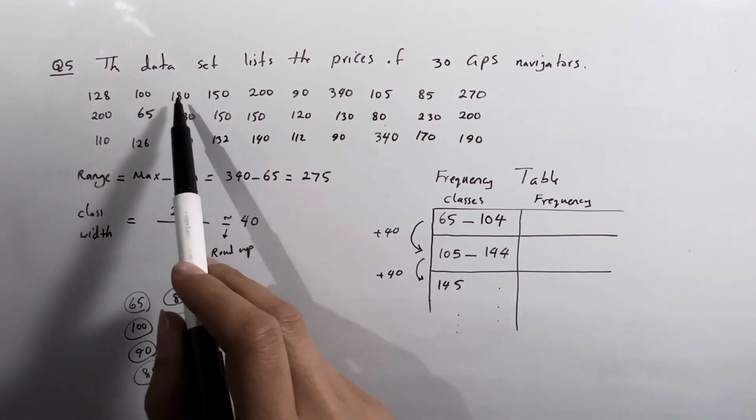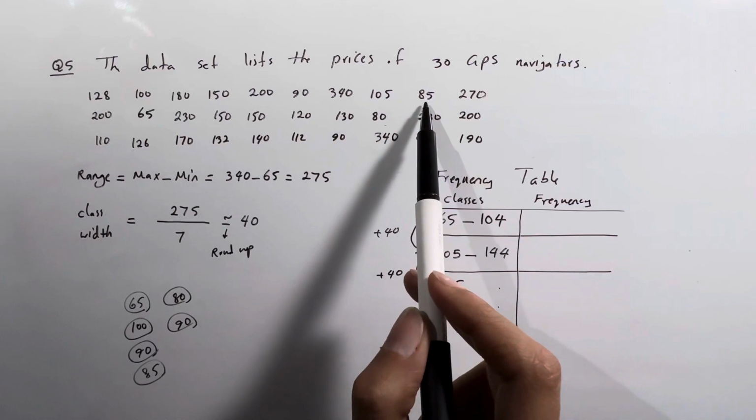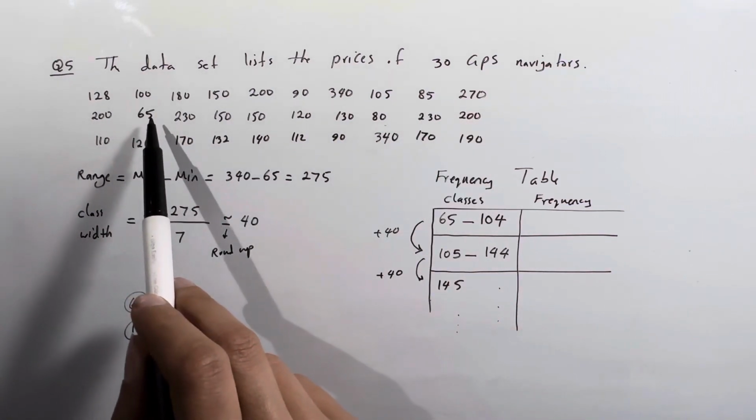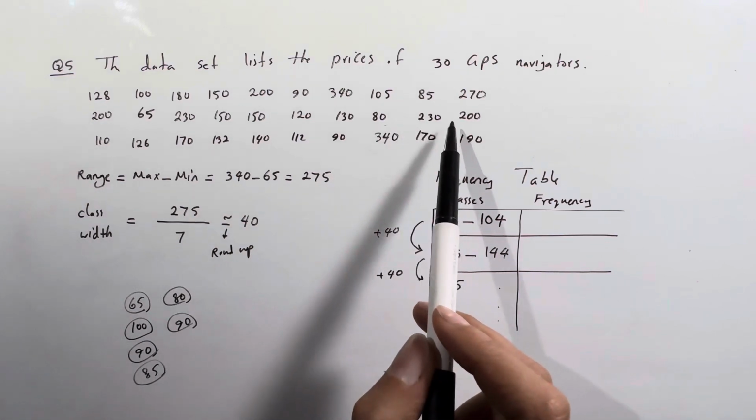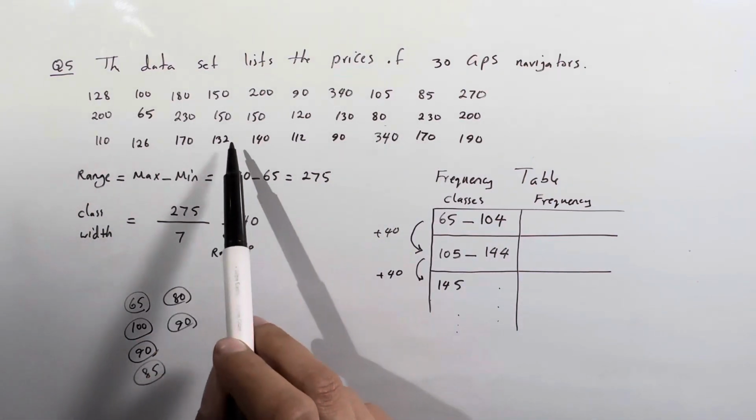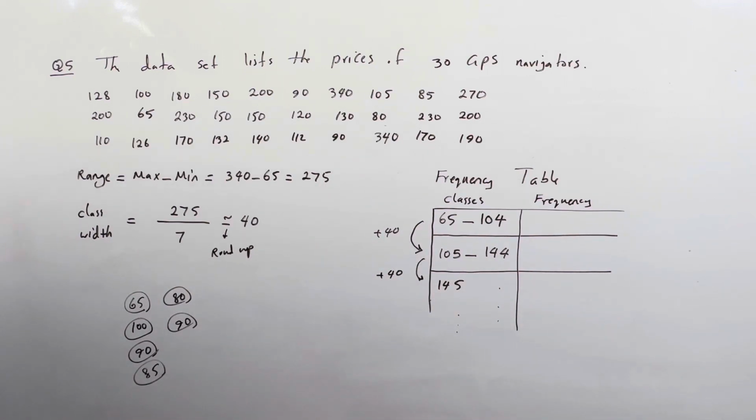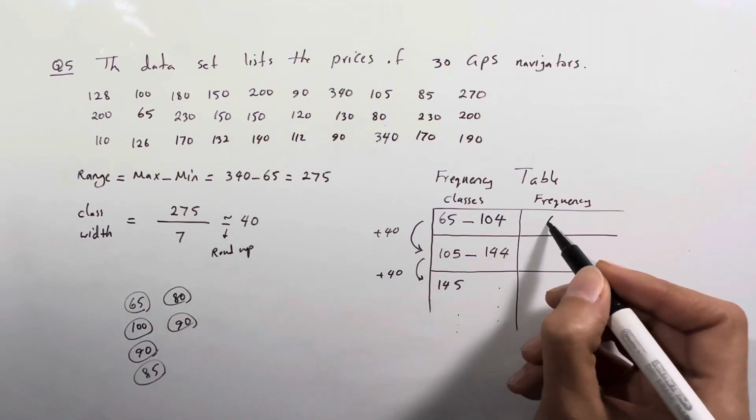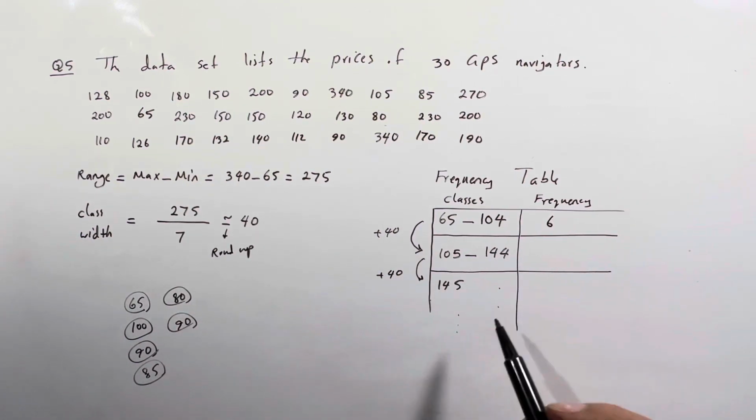I have 100, I have a 90, and 85. I have a 65, another 80, and then another 90. So 1, 2, 3, 4, 5, 6 is the frequency of the first class. You can continue and find the frequency of the second class, and so on.